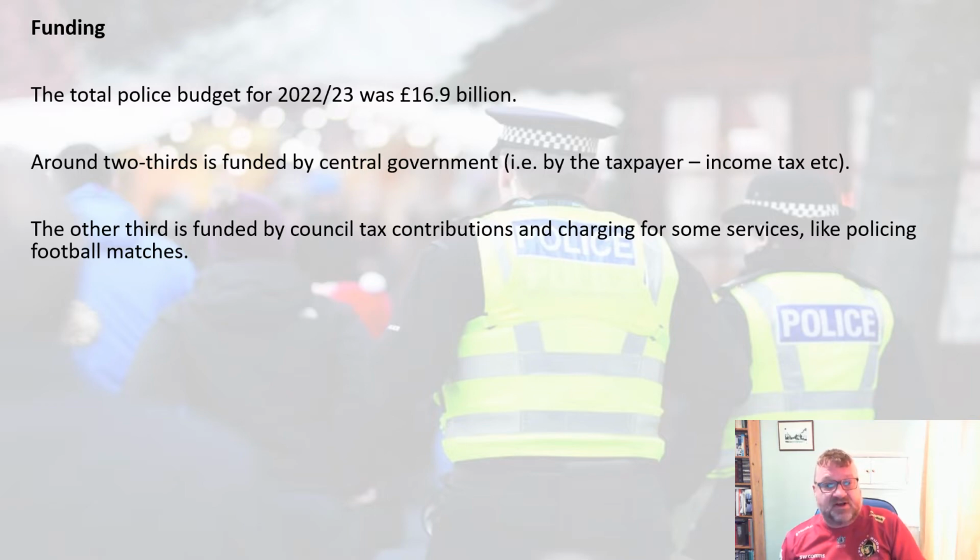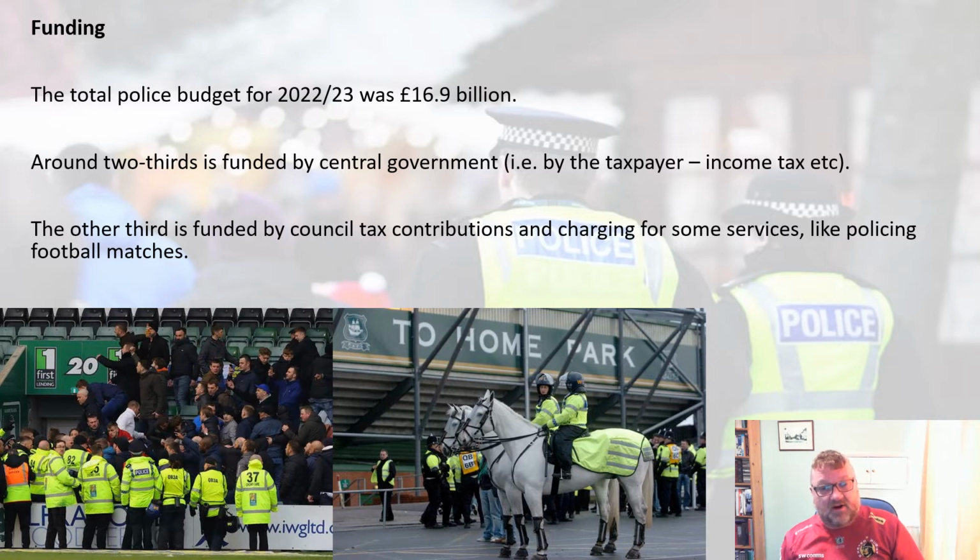So if you're at Argyle and you see the police or the police horses, Argyle have paid the police to come to the football match and keep law and order. So the police will gain revenue from that. So 2/3 from income tax, 1/3 from council tax contributions and from charges, but mainly it's from council tax contributions.